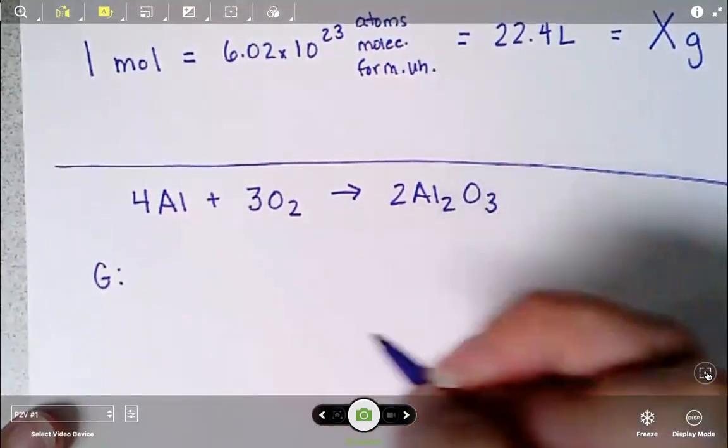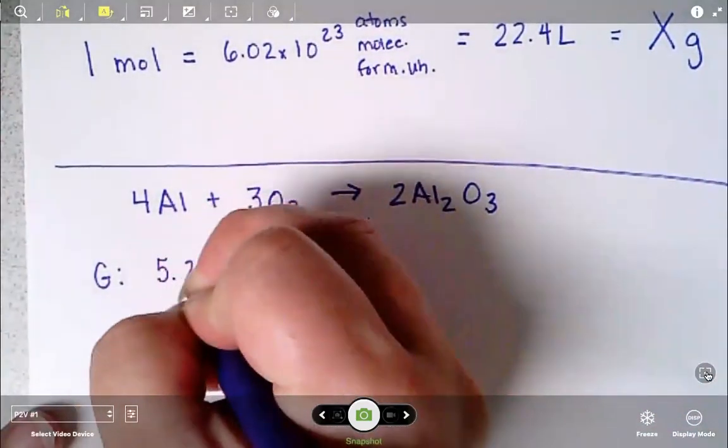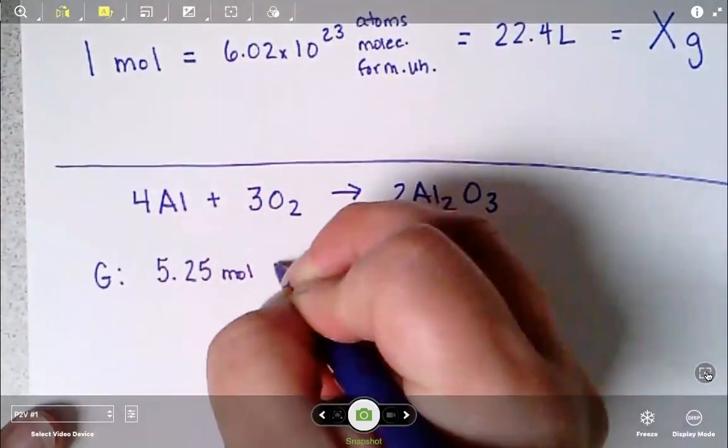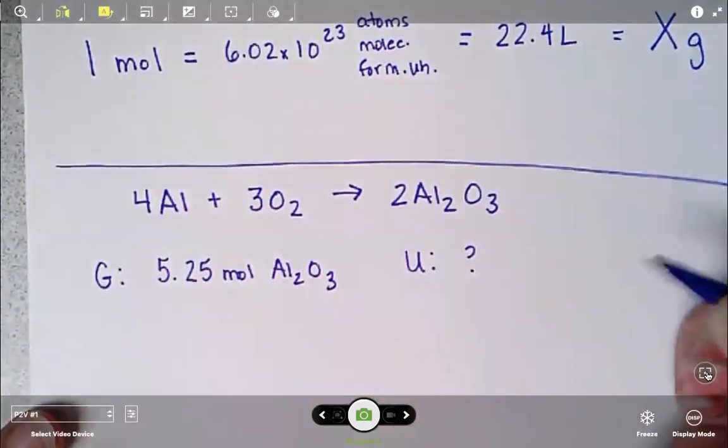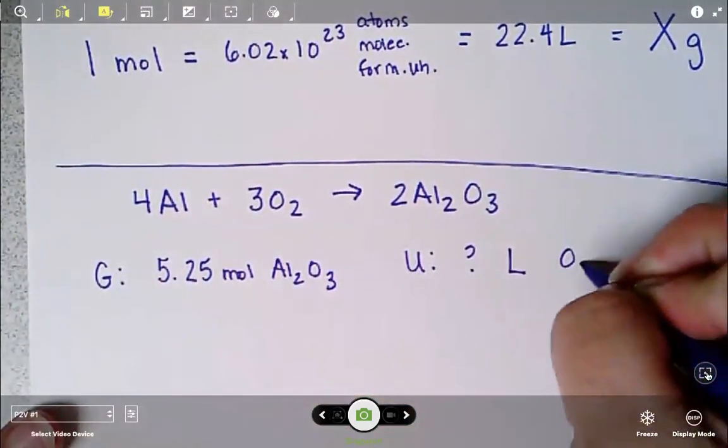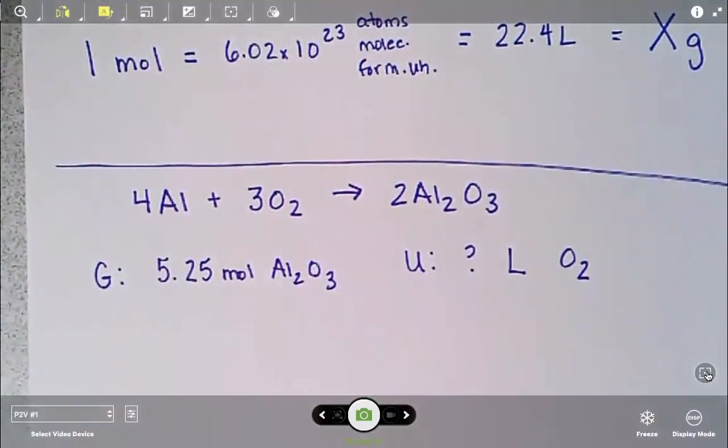All right, let's say we have been given 5.25 moles of aluminum oxide, and we're being asked to determine how many liters of oxygen gas we needed to make that. So this is not mole to mole, or mole to mass. This is not a memorized pathway. This is where you're going to have to step it up and think about dimensional analysis, which we've been doing for months now, and think about the relationships between the units that we know.